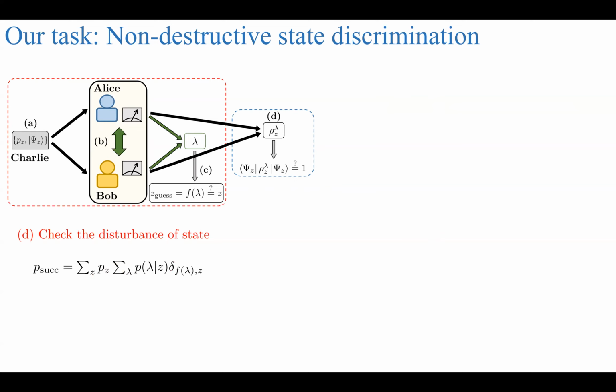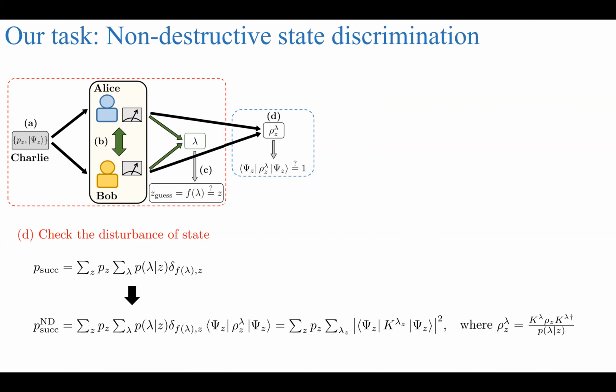And so as I said, this is the success probability of the conventional state discrimination. And then it becomes another form for our task. So there is one additional cost function, in this case fidelity, to check the disturbance of the state. And then this can be rewritten in terms of the cross operator.